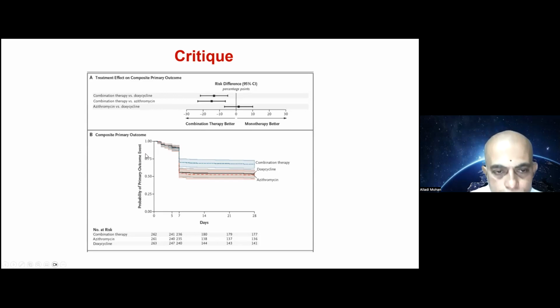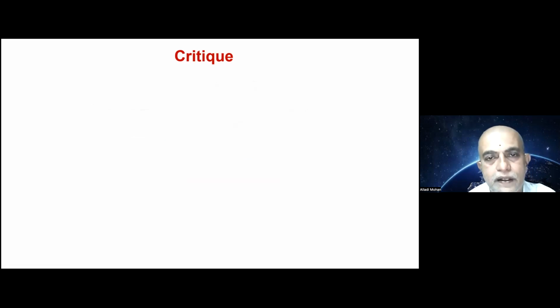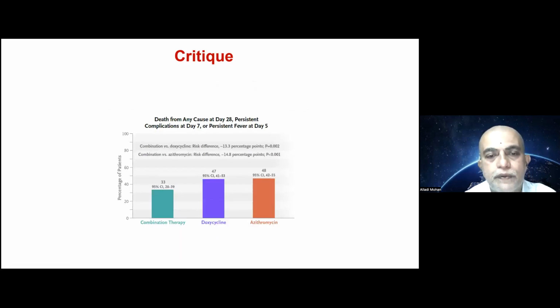So, if you look at the other composite primary outcome, the combination therapy in this Kaplan-Meier plot emerges as the best option available. So, if you look at death from any cause at day 28, persistent complications at day 7, or persistent fever at day 5, the combination therapy has significant advantages compared with monotherapy.